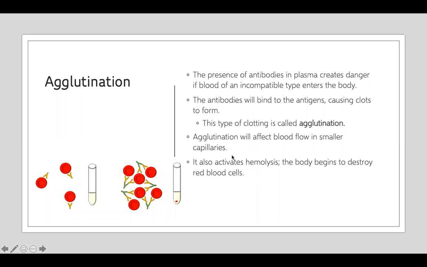A wrong transfusion also activates hemolysis, which is when the body begins to destroy red blood cells. And when the body begins to destroy red blood cells, it is a type of anemia. So it's going to essentially drop the red blood cell count. And a person who's receiving a transfusion is probably receiving it because they're in need. So if the transfusion goes wrong, it can be devastating to them.